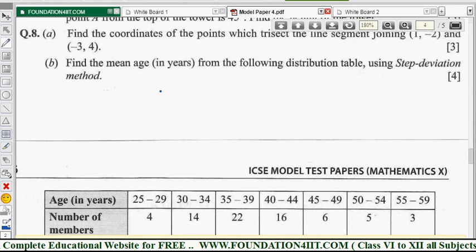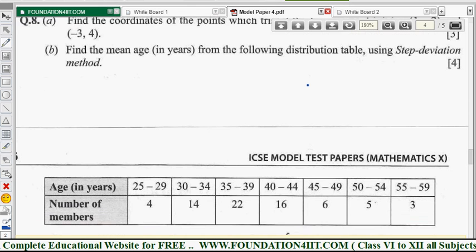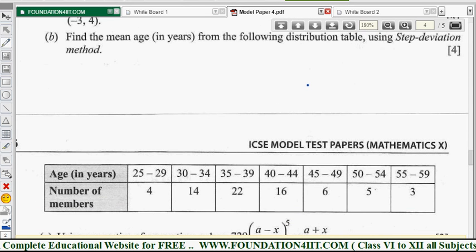So 8th B. Find the mean from the distribution table using the step deviation method. So we'll apply the formula and find the mean. Let me take the table. This is the class interval and frequency. Class interval is age in years, frequency is number of members. Another 4 columns you have to make, so in total we need 6 columns. We'll use the step deviation formula to find the mean directly.